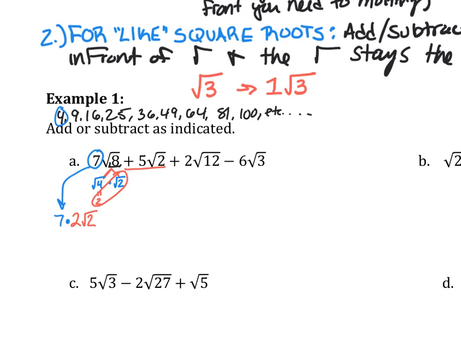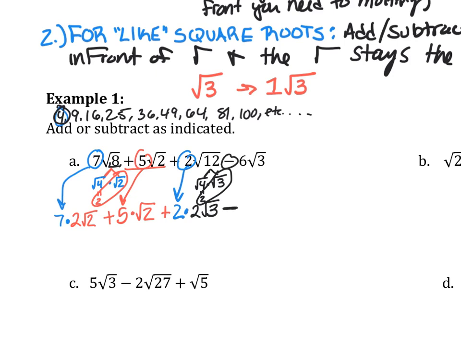Then moving on, we have plus 5 times square root of 2, because we can't reduce the square root of 2 anymore. Then plus this 2 times, and looking at the square root of 12, again we're trying to find the largest perfect square that can go into 12. 4 is the largest perfect square that can go into 12. So the square root of 4 times the square root of 3, because 4 times 3 is 12. The square root of 4 is 2, and we can't do any more with the square root of 3. And then we have a minus 6 square root of 3. Now the numbers that are not inside a square root, we can multiply those together.